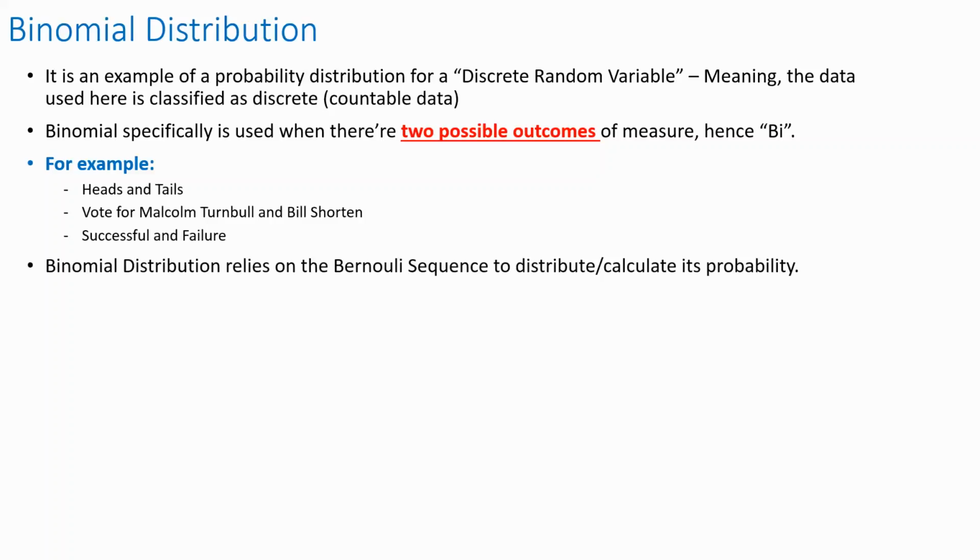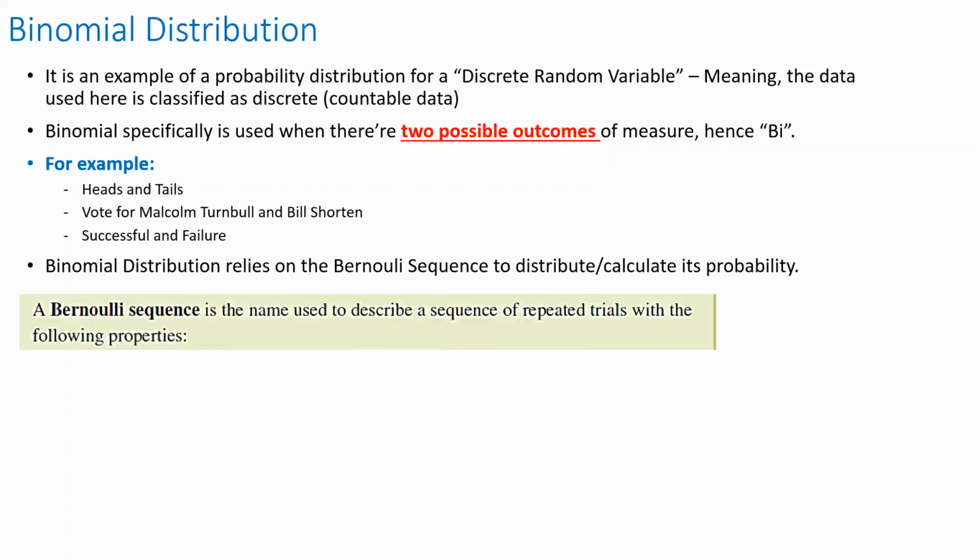Binomial distribution relies on what we call a Bernoulli sequence to draw out the data or to calculate your probability, because of the idea that there's only two outcomes. Now, what is a Bernoulli sequence? A Bernoulli sequence is a name used to describe a sequence of repeated trials with the following properties. Every time you test a probability, like flipping a coin, that's a trial. You flip a coin once, twice, three times. Whatever the results are, heads, tails, heads, tails, that is a sequence of repeated trials. But it has these following properties.